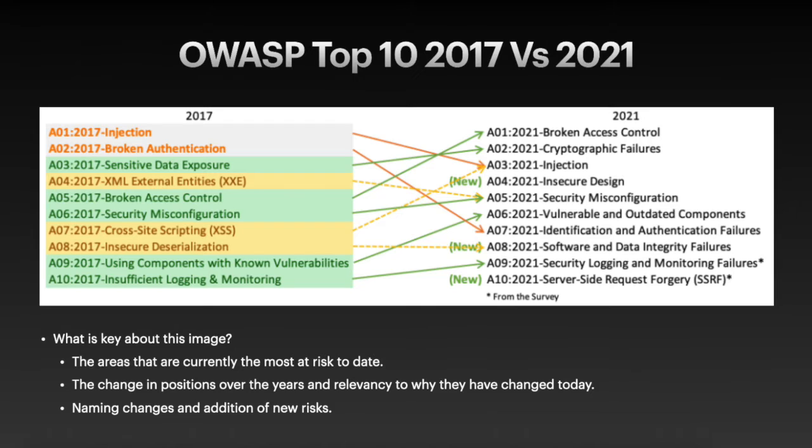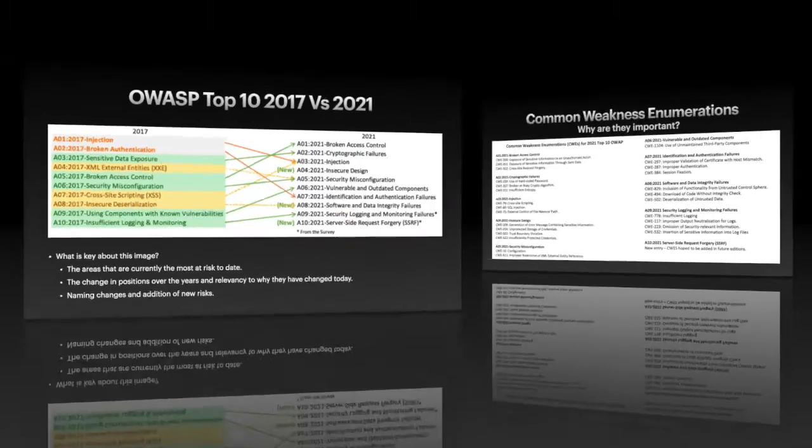Vulnerable and outdated components were previously called using components with known vulnerabilities and has moved from 9th to 6th place. It is a risk that was hard to assess for OWASP as it is the only category not to have any common vulnerability and exposures mapped to the included CWEs.